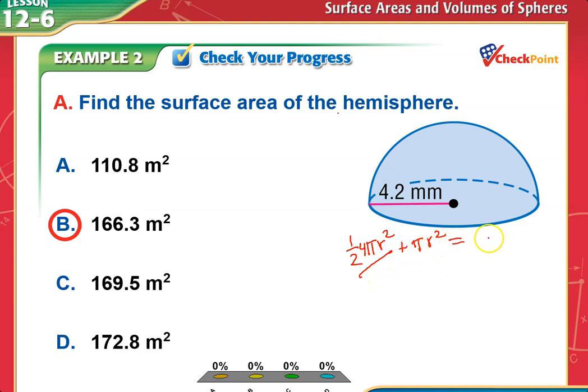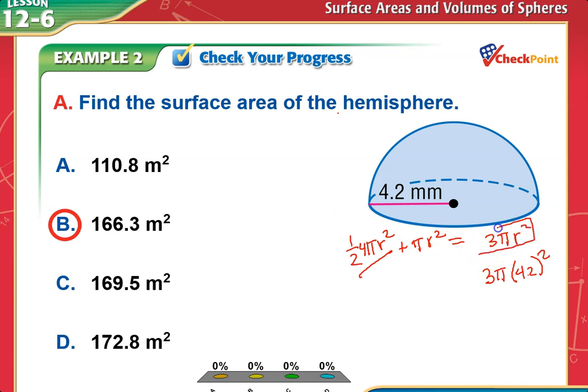So the formula can actually be written as 3 pi r squared. And let's take that and put 3 pi and then take 4.2 and square it. So 4.2 squared, and multiply that by 3 pi. And I get an answer of 166.25 or 166.3. So if you want to, you could use 3 pi r squared as your new formula for a hemisphere.